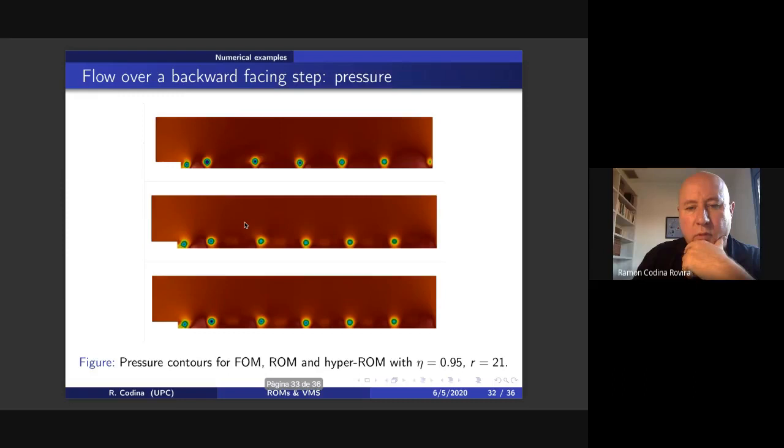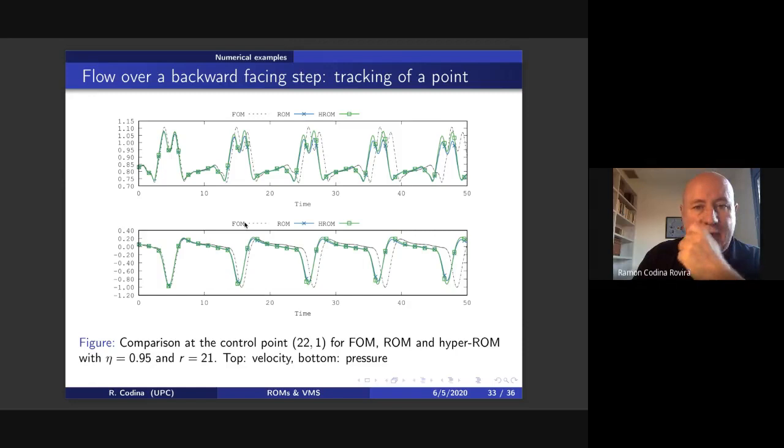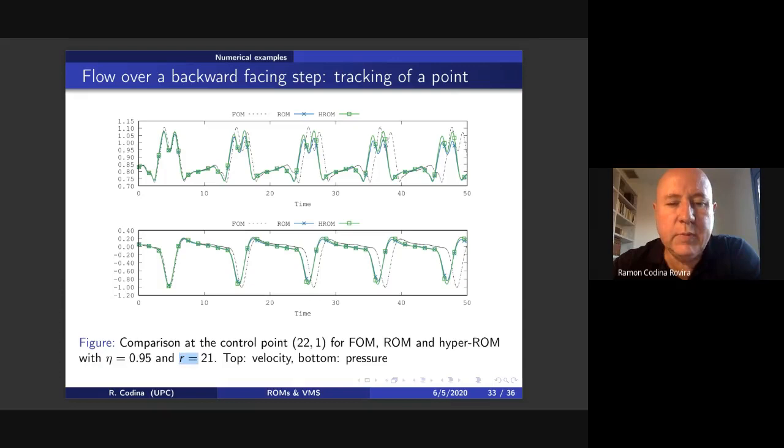It is also important to see what happens at certain reference points, which is a more quantitative comparison. So in this dashed line is the full order model, and the blue line is the reduced order model, okay? Using again 21 degrees of freedom for the reduced order space. That's the evolution of the velocity norm at a certain control point, and that's the evolution of the pressure. As you see, with much, much fewer degrees of freedom, you get a solution that is not perfect, but captures the physics of the original full order model.